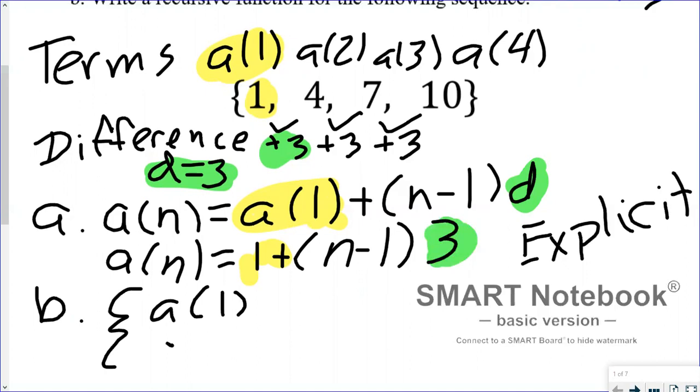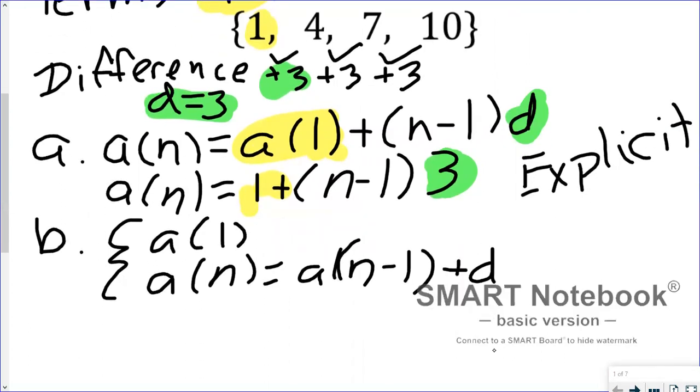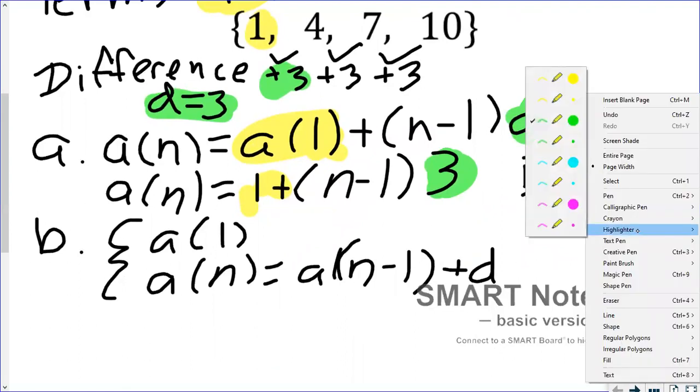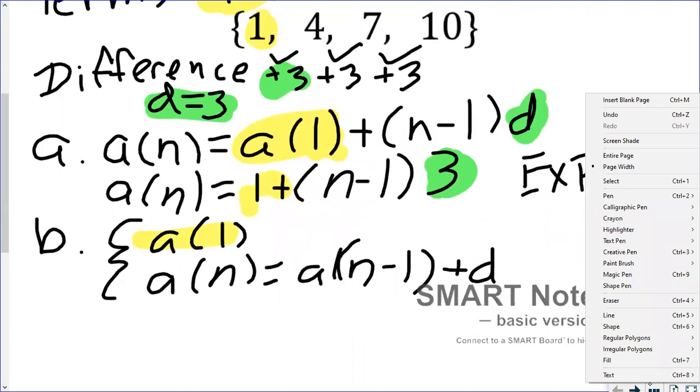You find the A1 term, you write it in the form an equals an minus 1 plus d. Again, I'm going to highlight the A1 term in yellow and the D term in green for the common difference.